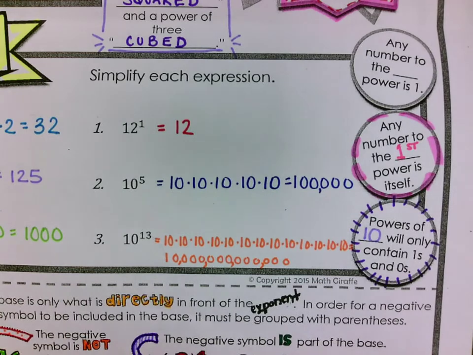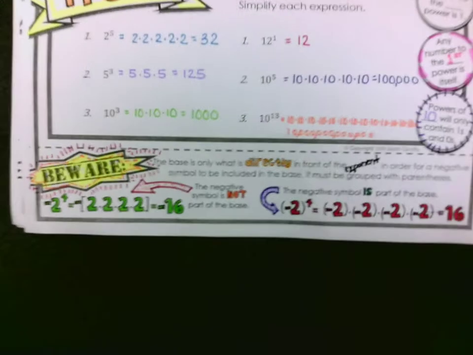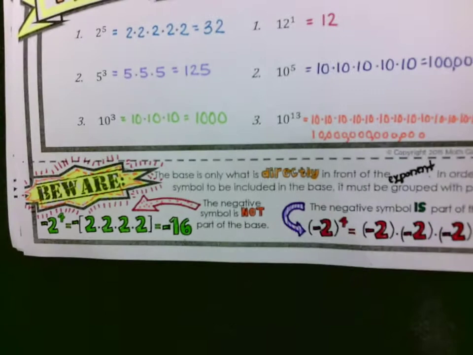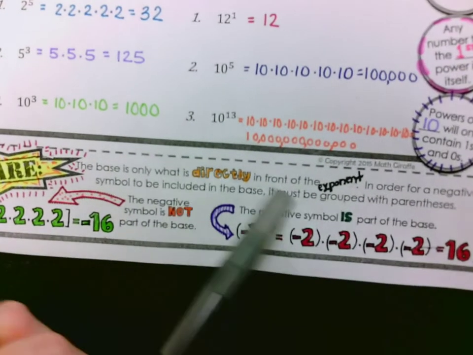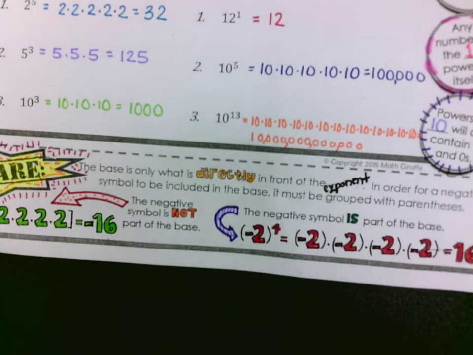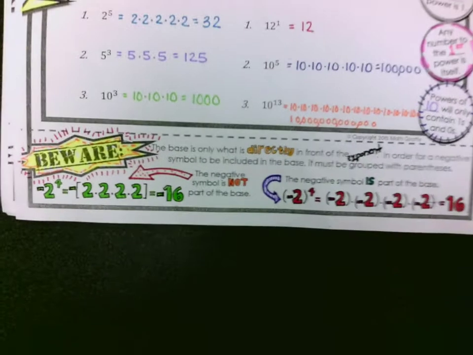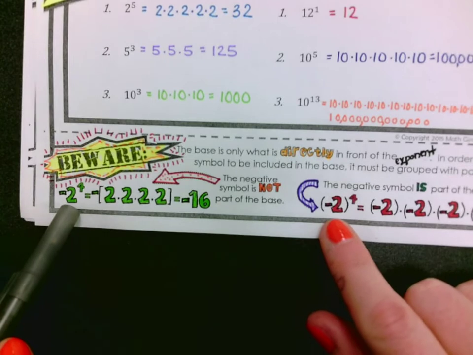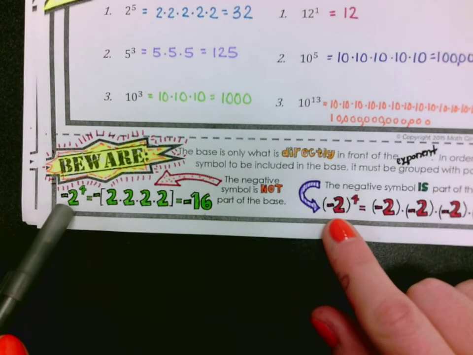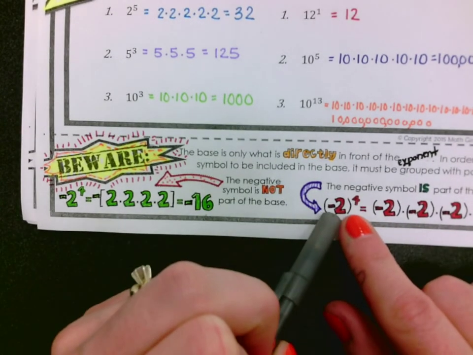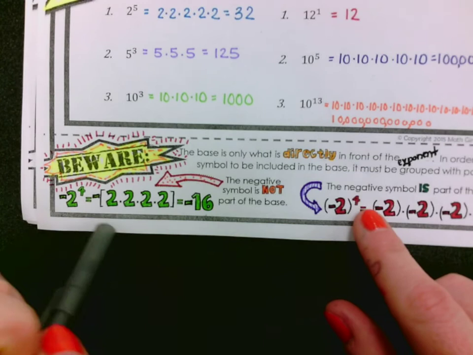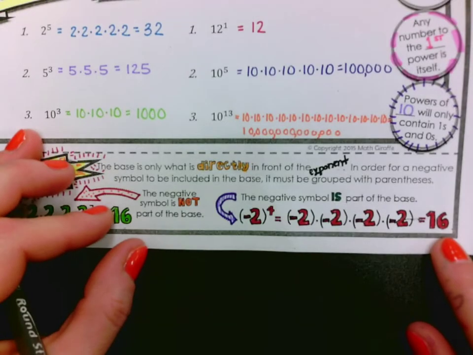Okay. Now the bottom part is the most important part for you to focus on. And that's why there's the angry beware down there. The base is only what's directly in front of the exponent. In order for a negative symbol to be used in the base, it must be grouped in the parentheses. So look at the difference between these two original expressions. Negative 2 to the 4th, and in parentheses, negative 2 to the 4th. Notice that this simplifies to negative 16, while this simplifies to positive 16.